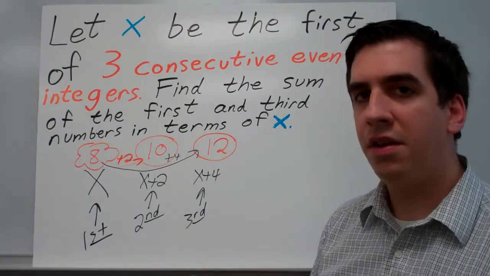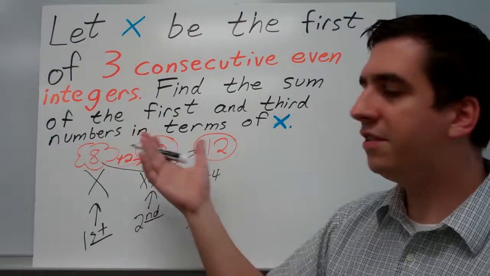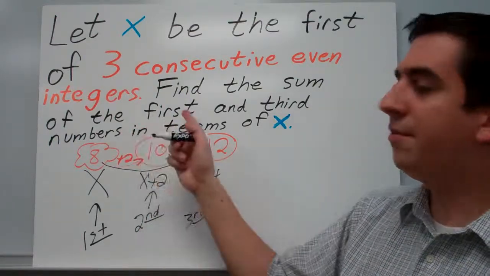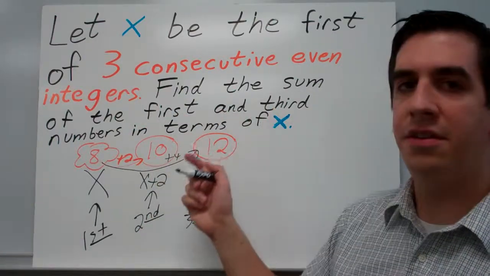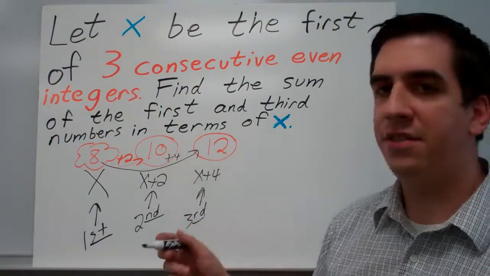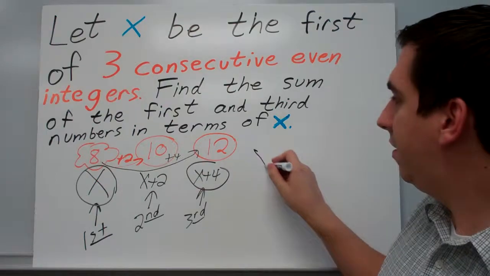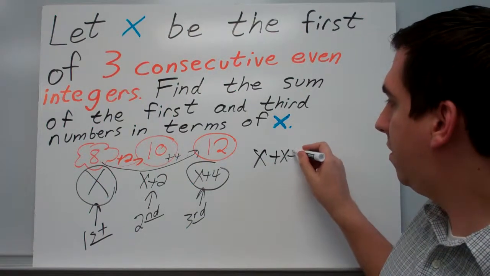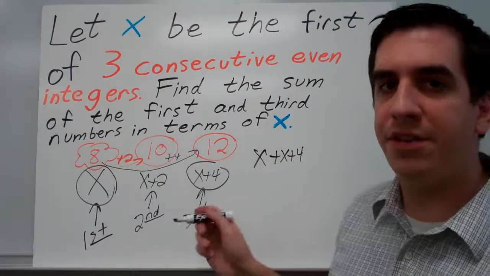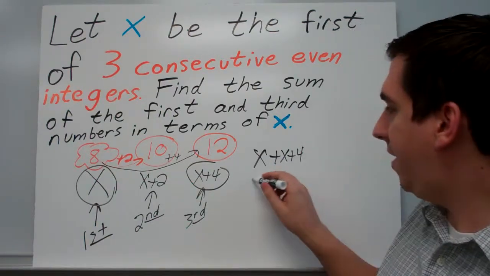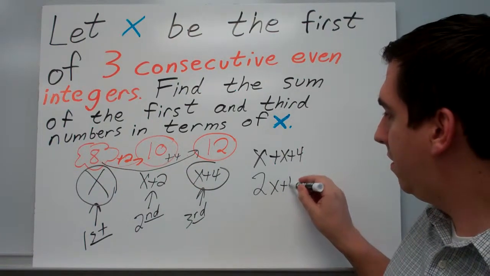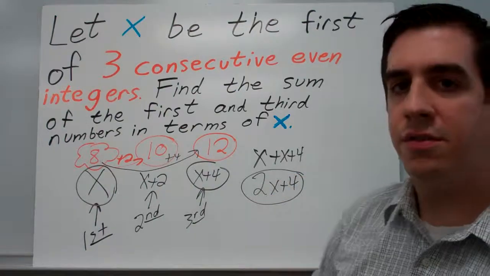This is our third. What is this question asking for? What is this statement asking for? It asks for the sum of the first and third integers in terms of x. So first and third, we'll add them together. X plus x plus 4, combined like terms, we have 2x plus 4.